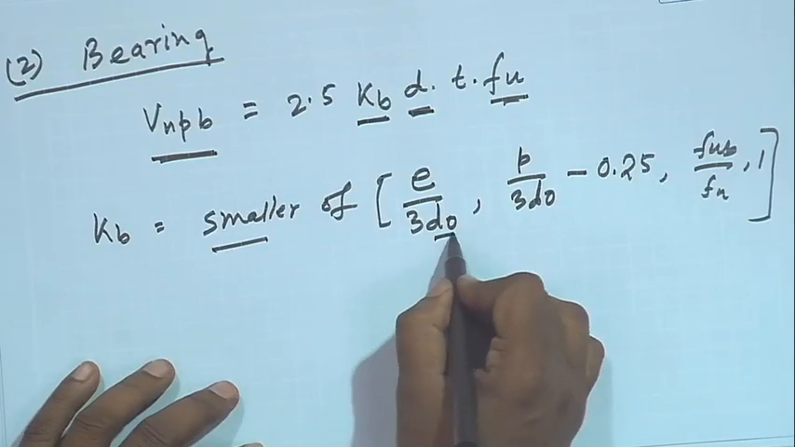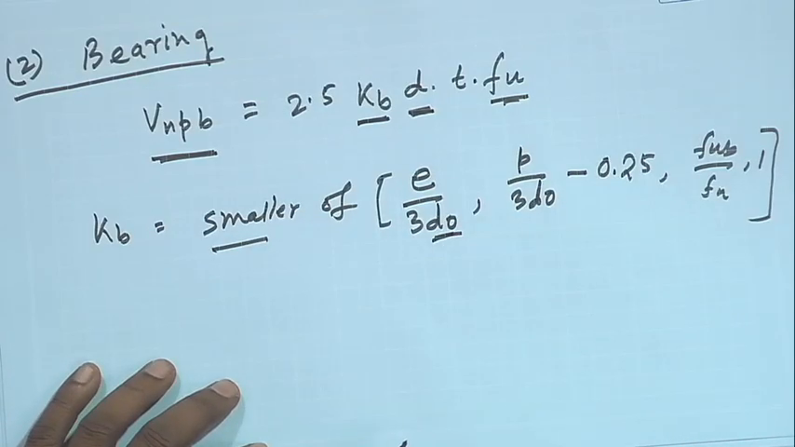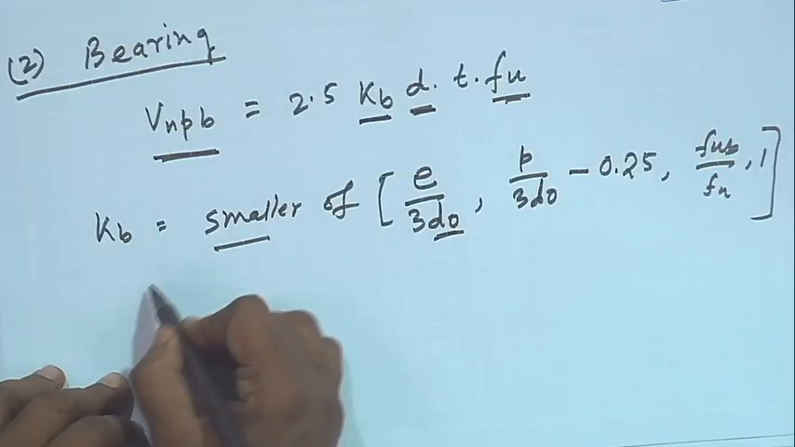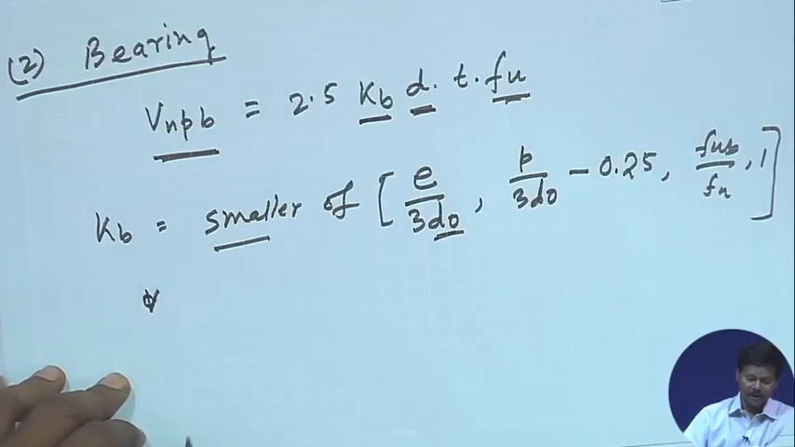What is d0? d0 is the hole diameter, that means nominal diameter plus clearance. Sometimes we represent it as dh; in some books you will find dh, and sometimes it is d0. e is the edge distance and p is the pitch distance, and fub and fu we know. So, the smaller of all these quantities will be the value of Kb. So, Kb we can find out.